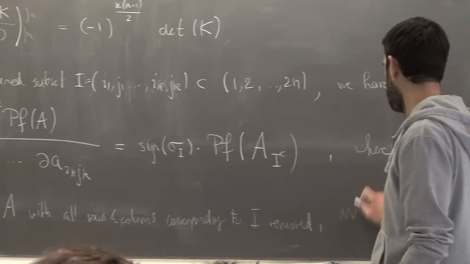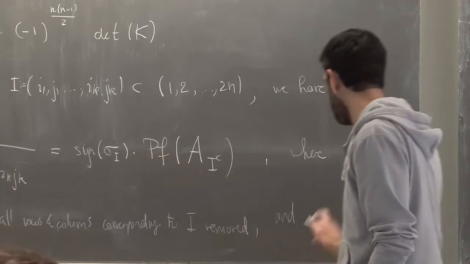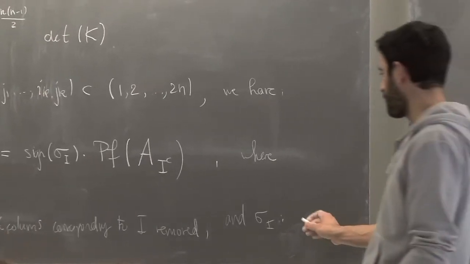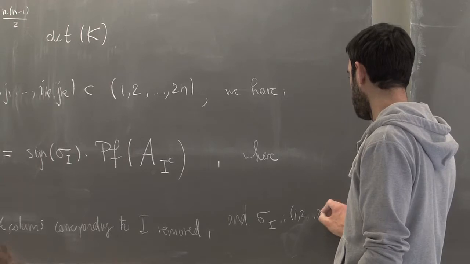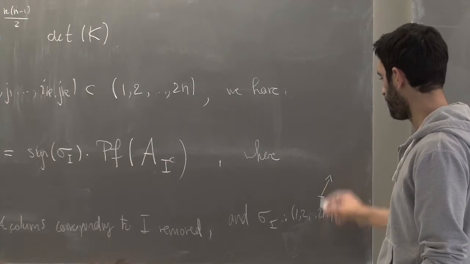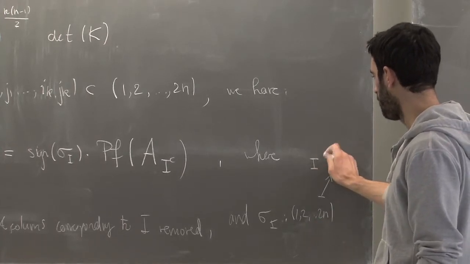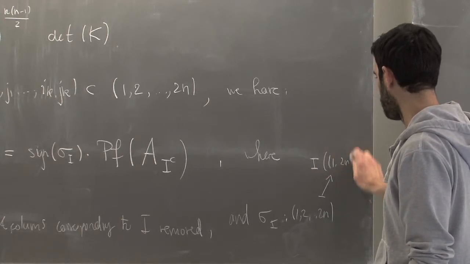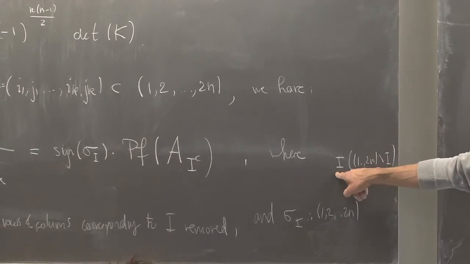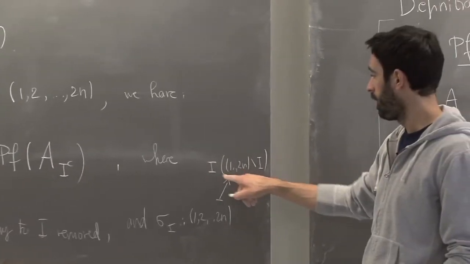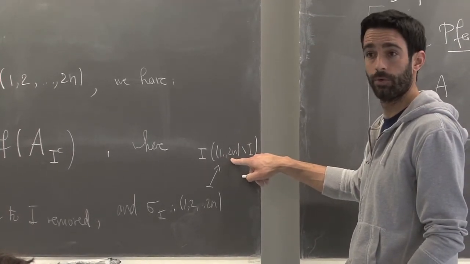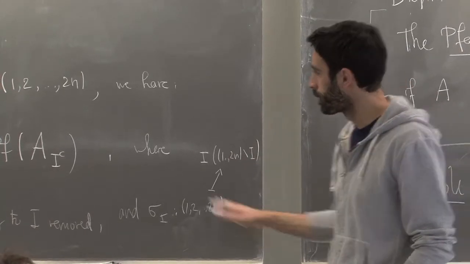And finally, what is this permutation here? Sigma_I is the permutation of 1 to 2n, which sends this ordered set 1 to 2n, sorry, I'm still going to write it here, first to I, and then to 1 to 2n minus I. I hope this is readable and understandable. So it means you first take I1, J1, I2, J2, up to IK, JK, and then you put all the others in with their respective ordering. I hope all of this is clear.